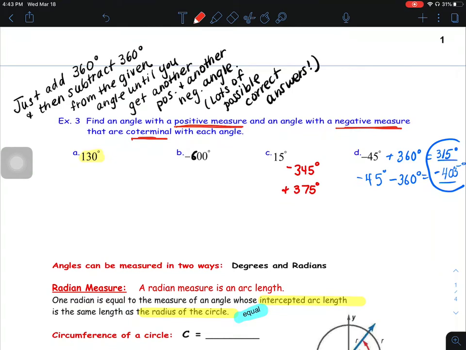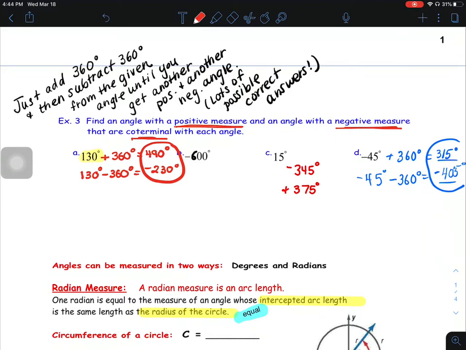So for example, all we're going to do to get one other positive coterminal angle to 130 degrees is to just add 360 degrees to it, okay? If you add 360 degrees to 130 degrees, that gets you at 490 degrees. There's an example of a positive coterminal angle to 130. Okay, we're also asked to list a negative coterminal angle, and so what I'm going to do to 130 is I'm going to subtract 360 off of 130, and that gives me negative 230. Okay, so here I've listed one positive and one negative coterminal angle to 130.